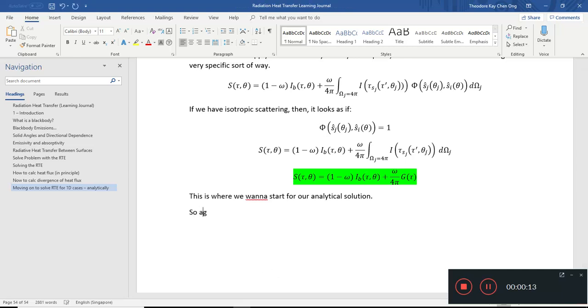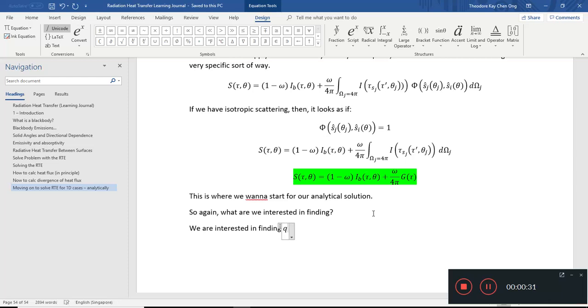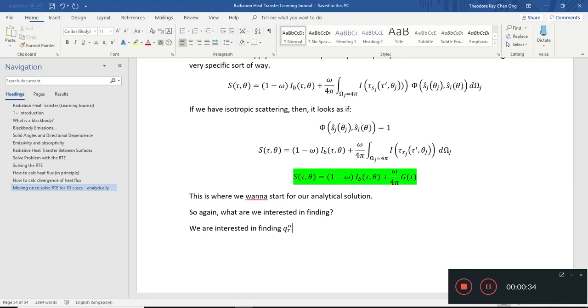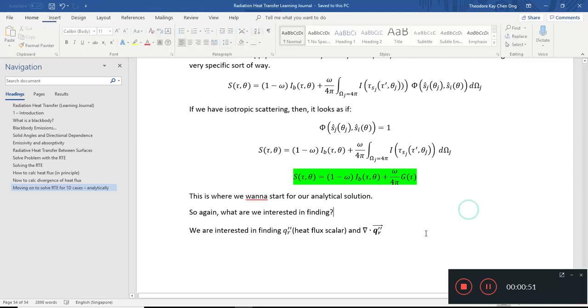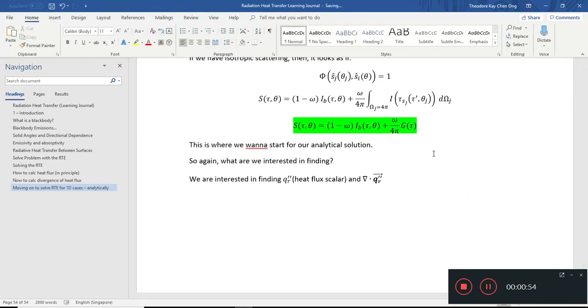So what are we interested in finding? We are interested in finding usually two quantities: Q radiation, this is the heat flux scalar, and the divergence, nabla dot Q. And this is the vector, so I'm just going to put a vector sign there. It's a divergence of heat flux, where the Q_R there is the heat flux vector.